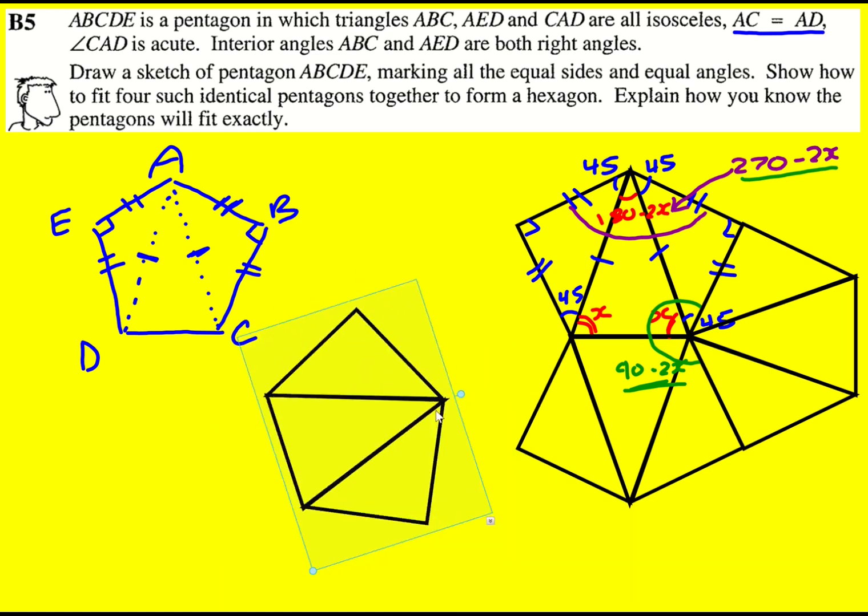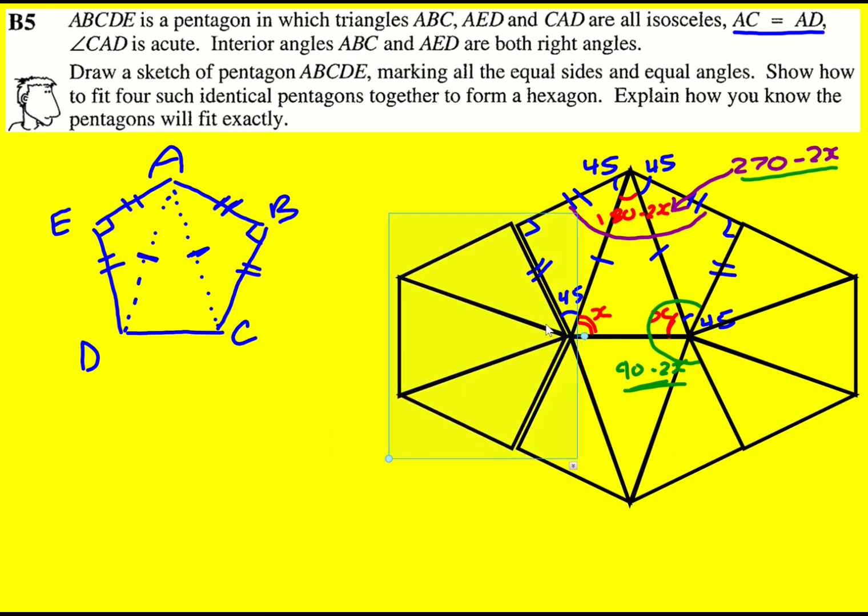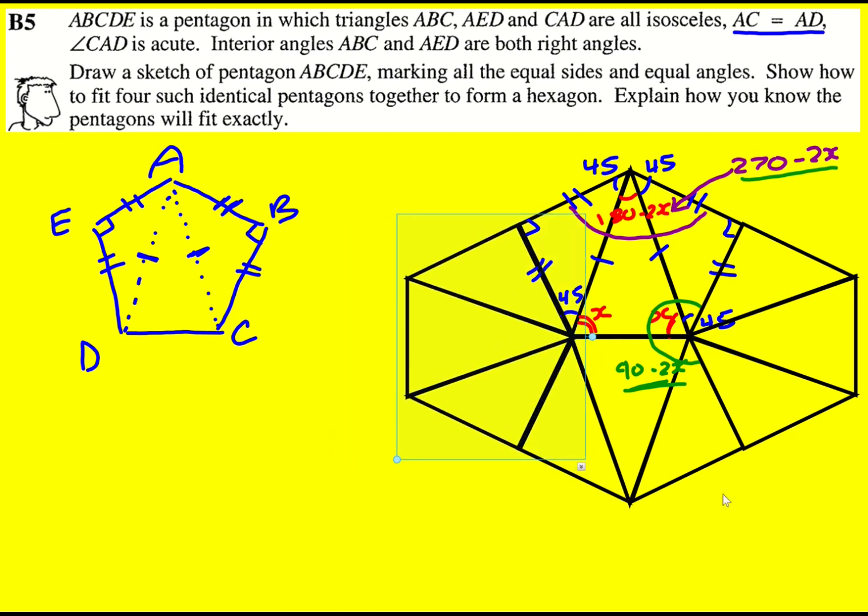I could do exactly the same on the other side. Remember, I know this is going to be a straight line because both of these are 90. And that's going to happen all the way around. So I'm just going to get these 4 sides here and then these 2 here as well.